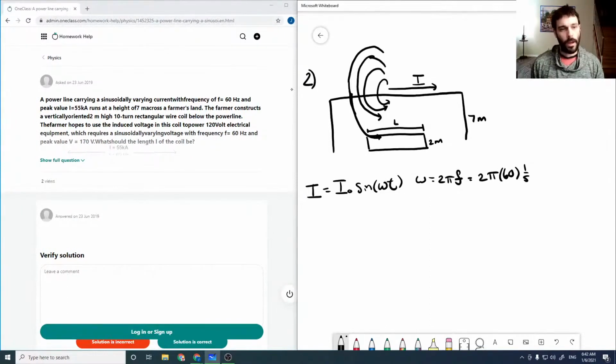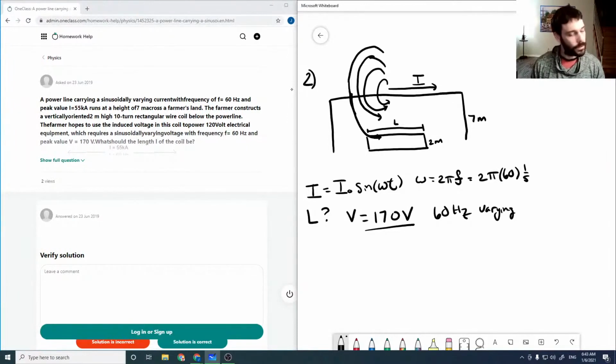The question asks, we need 170 volts in the coil, so for what L, so what length of our coil would we need to generate a voltage of 170 volts? And also it needs to be 60 hertz varying, but we'll find that will just come out from the current itself being 60 hertz varying.